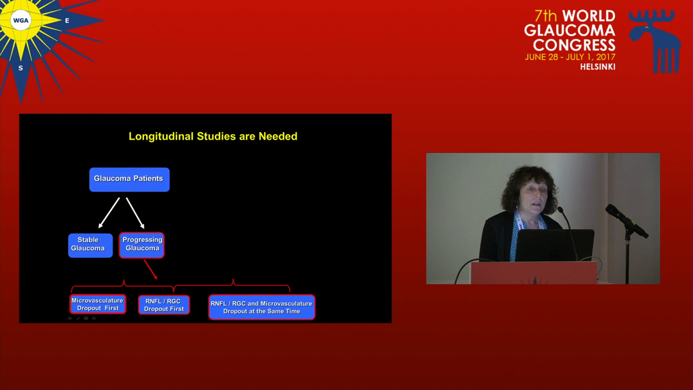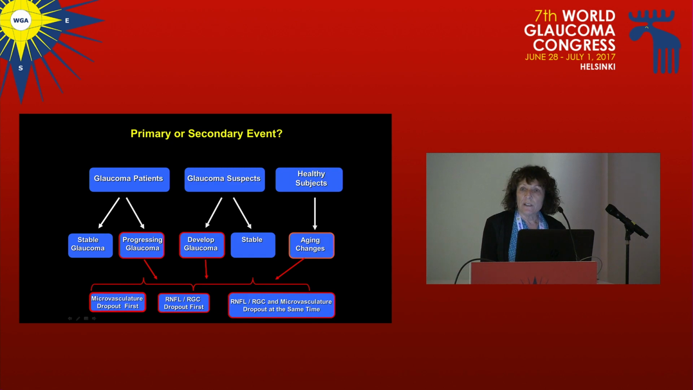pathogenesis of glaucoma. So what we're going to be needing are longitudinal studies. We're going to be following glaucoma patients, seeing who's progressing, and seeing whether in that progression we see microvascular dropout first, retinal ganglion cell or nerve fiber layer dropout first, or dropout at the same time. And I think it's going to be a mix. If you have glaucoma suspects developing glaucoma, is that vascular event detectable first? Or is it nerve fiber layer, ganglion cell, or at the same time? And also aging changes. We know now that we see nerve fiber layer thinning with age.